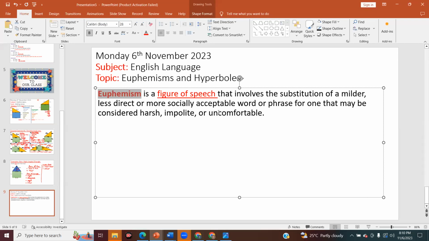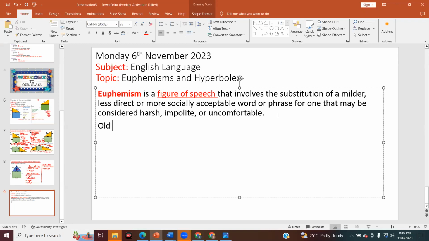So let's say, for example, you want to say that someone is old, okay? Would you say, oh my, that old woman just walked past this street? Would you say that? No, you would say old lady. Or the elder. You would say an elderly woman. You would say the elderly lady? Yes, sir.